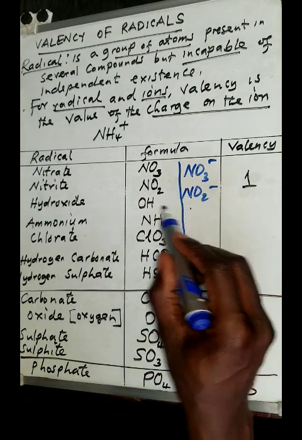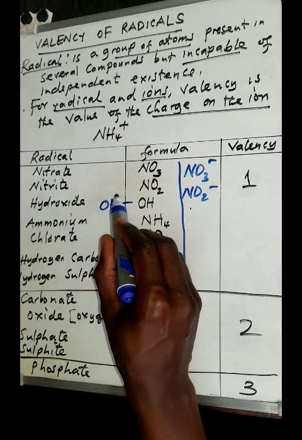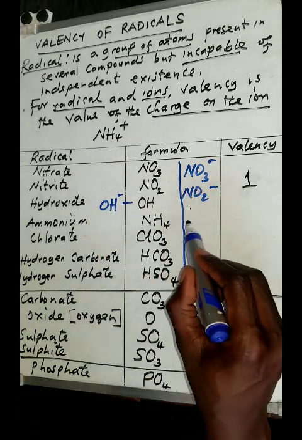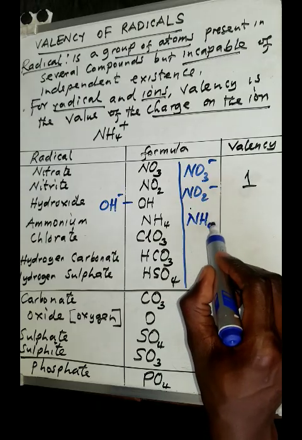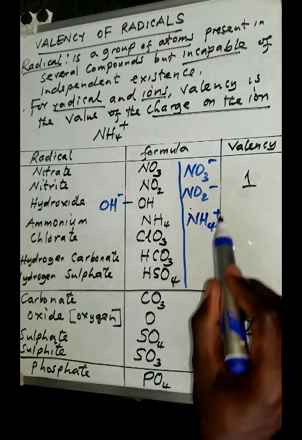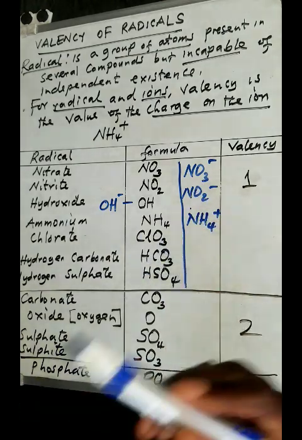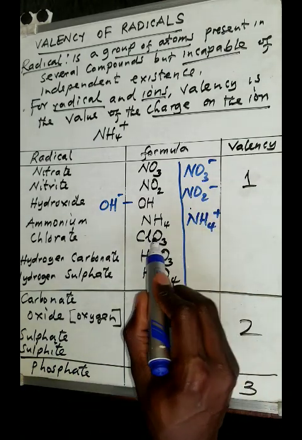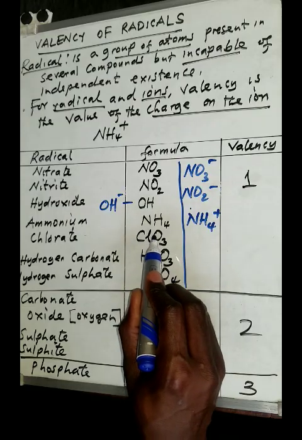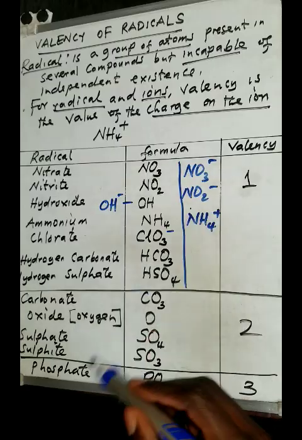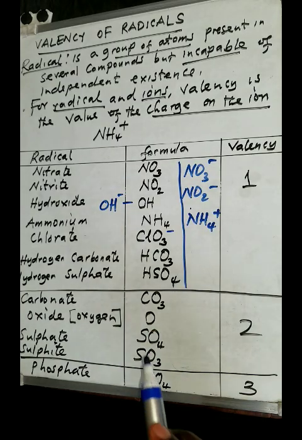Hydroxide may have OH and the minus there. That simply tells you it has a negative 1. Ammonium, you may find it as NH4 positive. That positive tells you it still has a valence of 1. That positive or negative is just telling you about the charge. The same may apply to chloride, which may just have a negative.